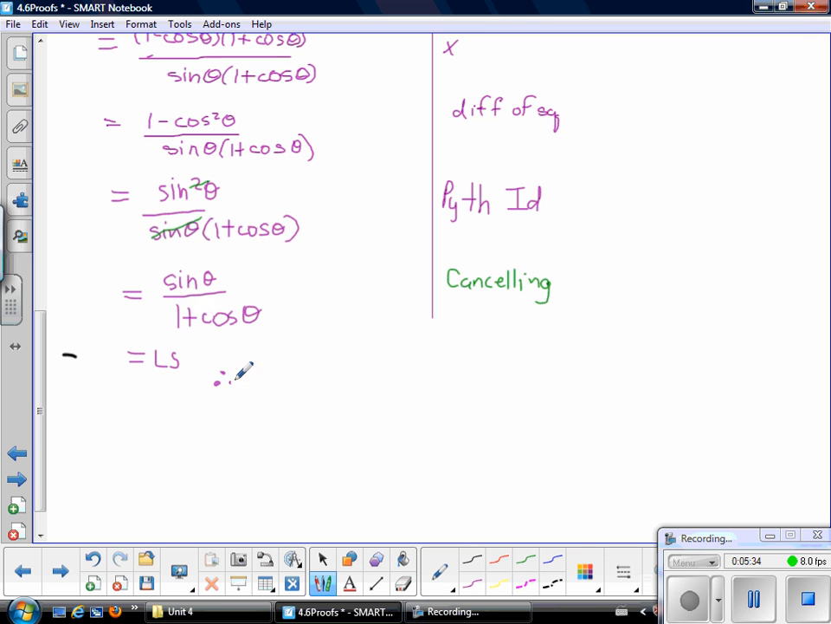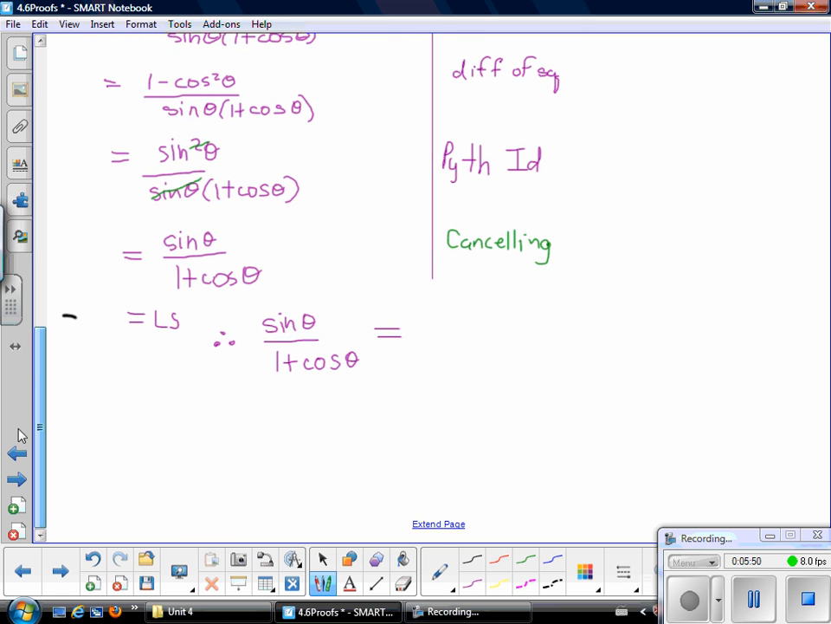Therefore, sine theta over 1 plus cos theta does equal, and I believe it was 1 minus, yep, 1 minus cos theta over sine theta. Okay, so a few different processes in that one.